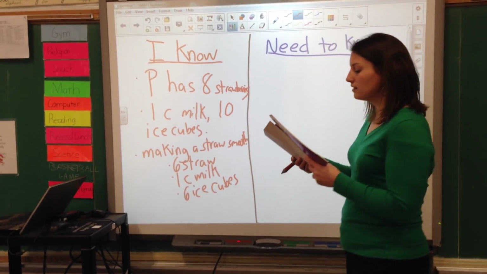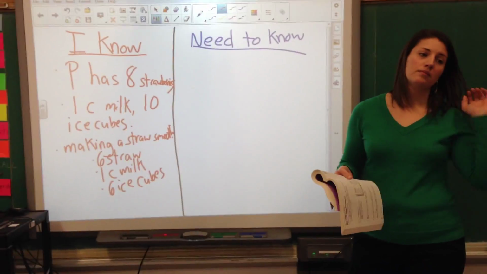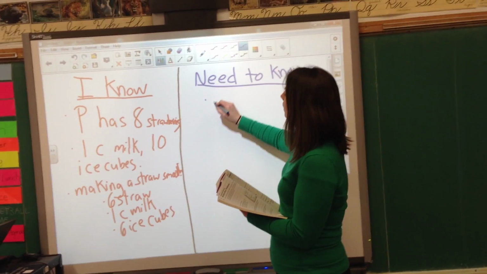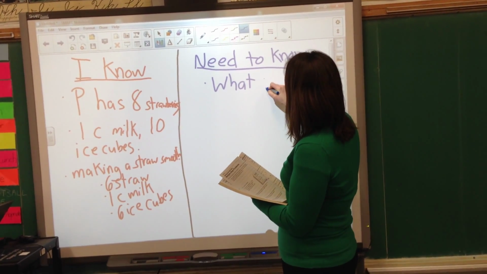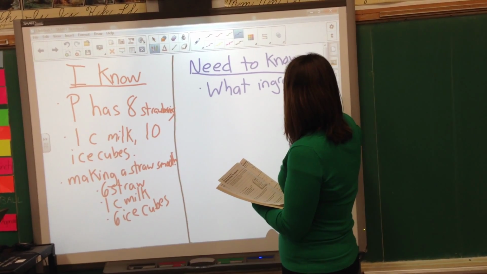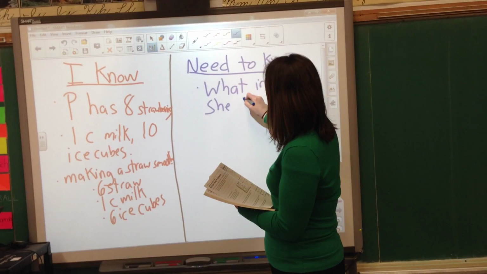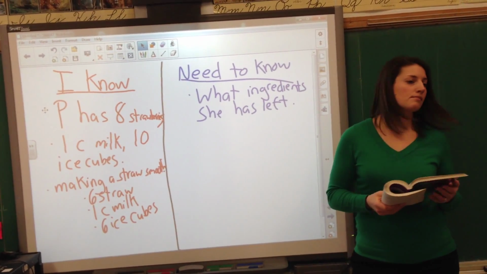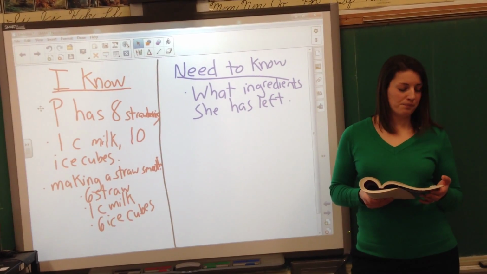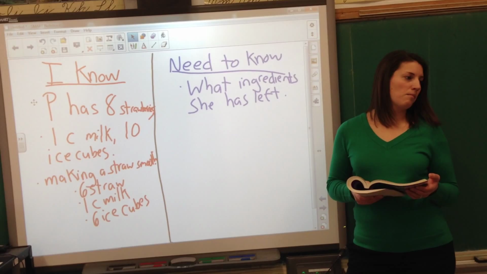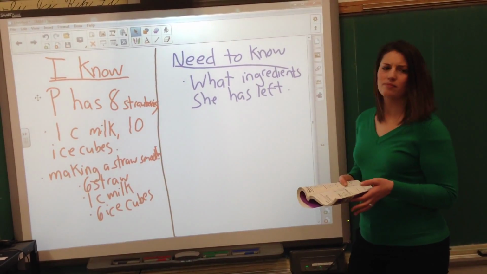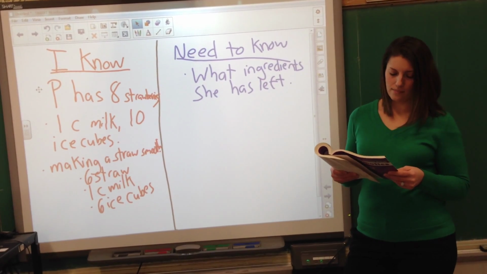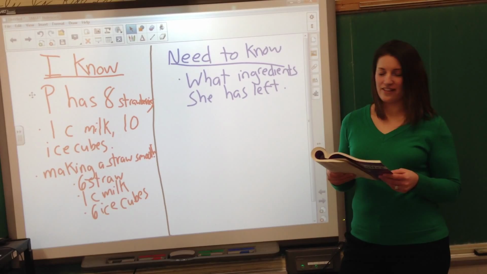Okay. What do we need to find out? We need to find out what ingredients she has. I think it's 10 ice cubes. No, that's banana smoothie. Hold on one second, we'll come back to your question. Let me just write this down. What ingredients she has left? Are there any hidden questions in here? No. I'm hearing yes and no. What were you thinking, Emily? You got nothing? Okay, all right.